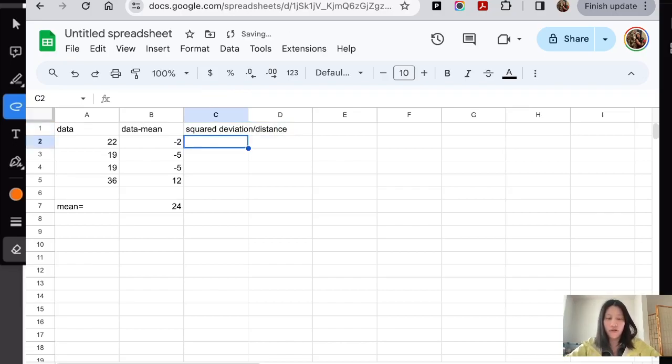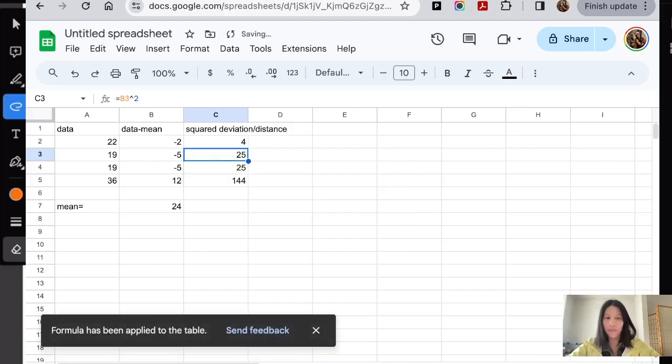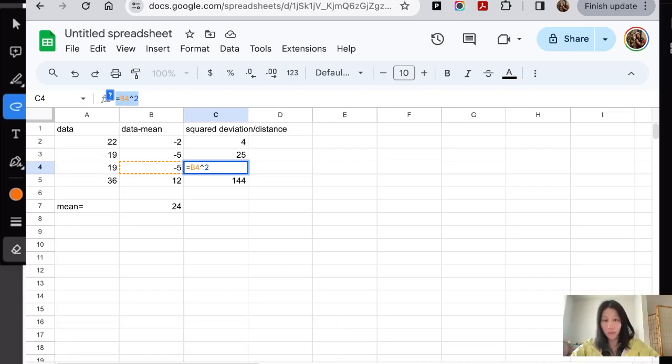And then the next part is you want to square the deviation or square the distance. So equal this guy, square them. And then again, they will give you a suggested autofill. All you need to do is just click yes, because they predicted that you want to square this tab, which is B3, which is 25, which is correct. You also need to check by yourself. When you click in here, you will see on the top, it shows you the function. The function tells you that the value of this tab is equal to B4, which is the highlighted dash box, and then square.